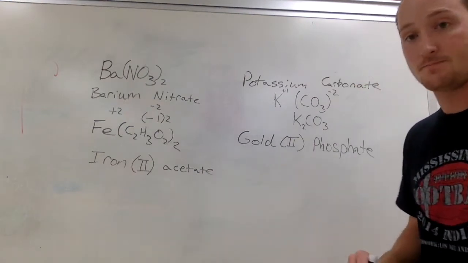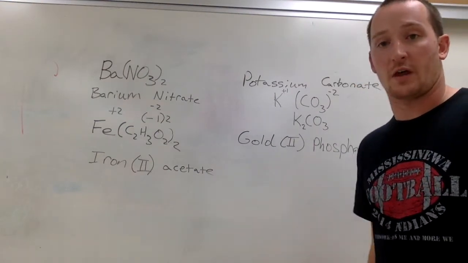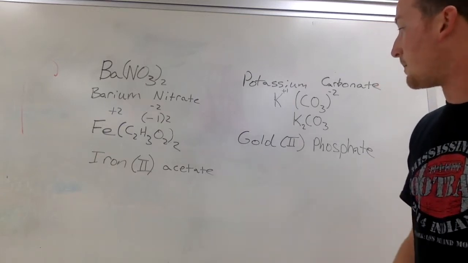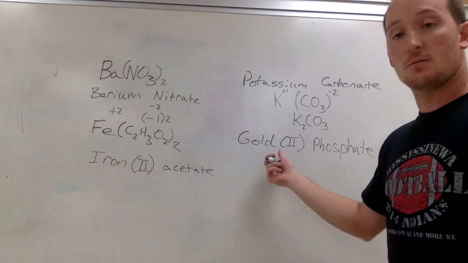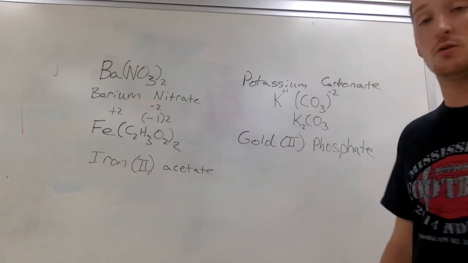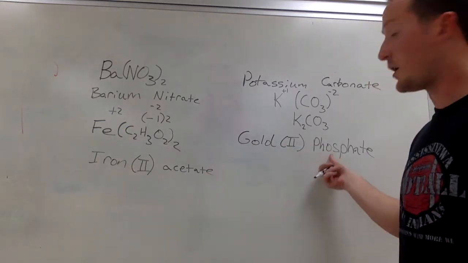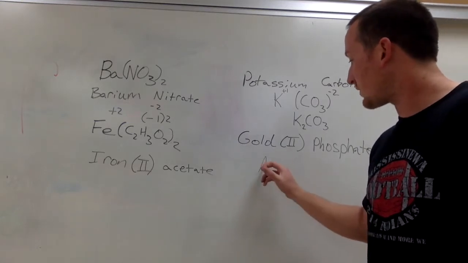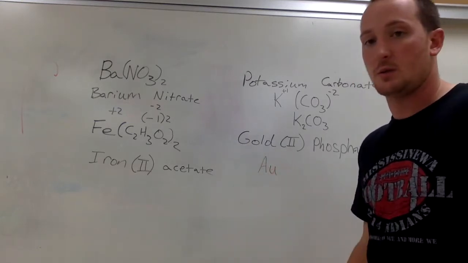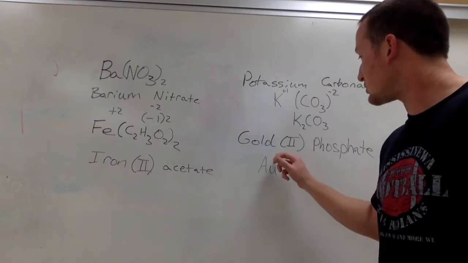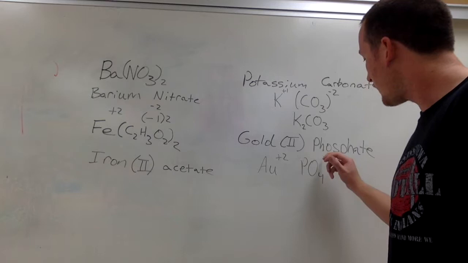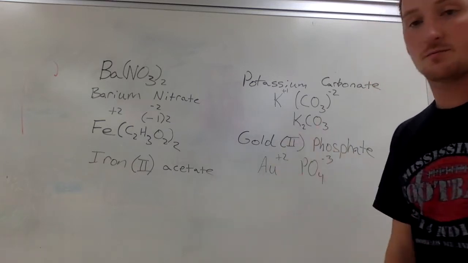So this last one, this is probably the most difficult that your writing formulas is going to be. You have a transition metal, which gives you the charge, and it gives you the polyatomic ion, which is phosphate. So you need to start out writing your formulas. Symbol for gold is Au. Remember, Au, give me some gold. And it's got a +2 charge. Phosphate is PO4 with a -3 charge.